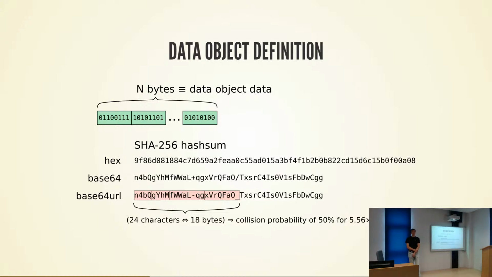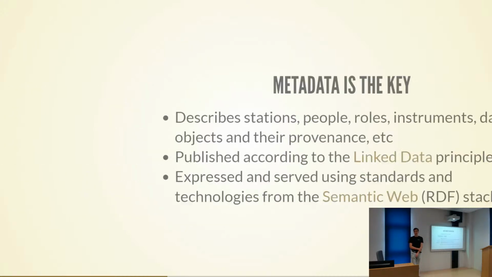Regarding the ID for tamper-resistant proof, this is the design of the ID. We use a SHA-256 hash sum, and then you take a base64 representation, or more specifically base64 URL, and then we take the first 24 characters, which is 18 bytes. That is sufficient not to be afraid of collisions. Next slide to the right, please.